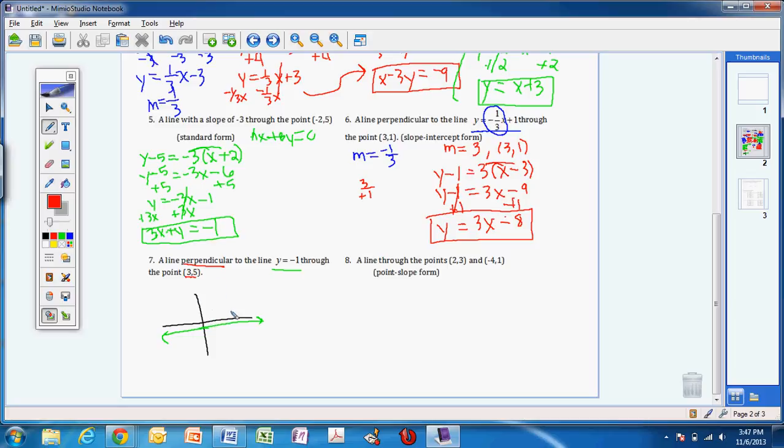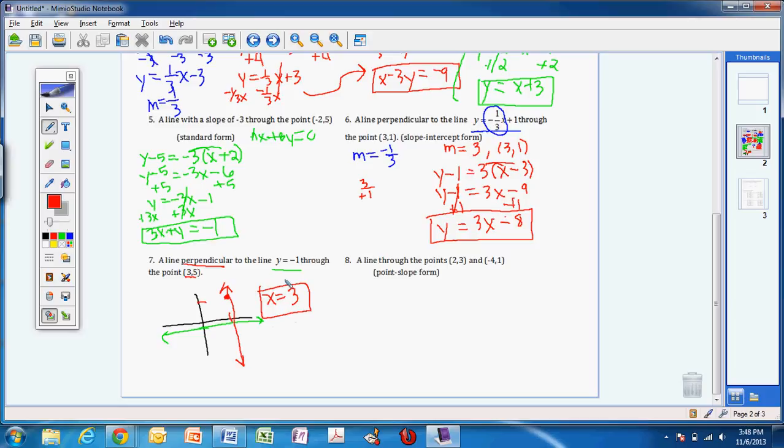So for (3, 5), if we do a quick sketch, we'd go over 3, right? And we go up 5. So my point would be somewhere up here. And in order to be perpendicular to this horizontal line, we need a vertical line through that point, and that's a horrible vertical line, but work with me here. So in this case, it crosses my x-axis, so it starts as x equals. And all of the x values along this line, we always go over 3. So the equation of this line is x equals 3.